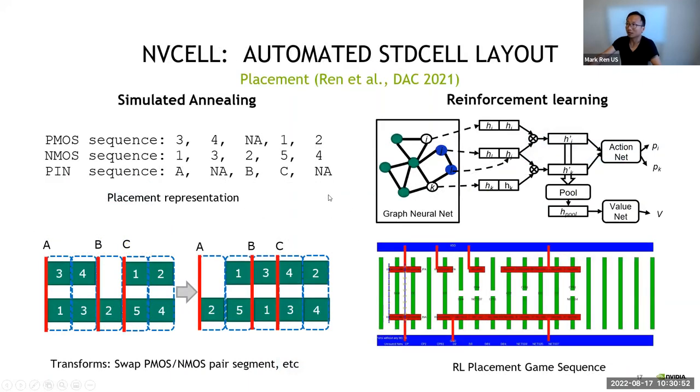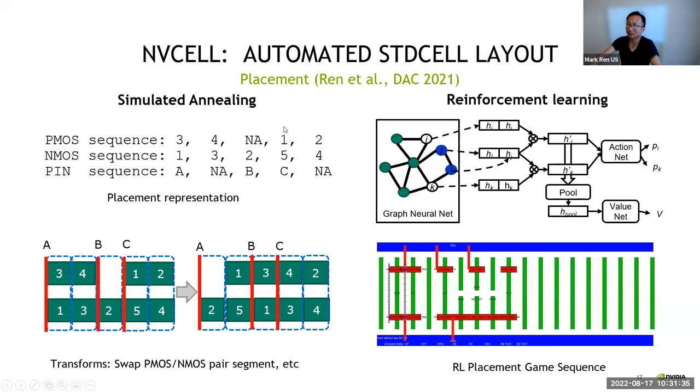I'm going to use NV cell as an example to illustrate how RL can work for design automation optimization. NV cell is basically an automatic standard cell layout tool, so it's actually laying out the cell itself. Each standard cell has many transistors, and some cells have as many as 150 transistors. They have to be laid out inside this box, and that's called a cell. The cell will be used in the placement of larger chips.